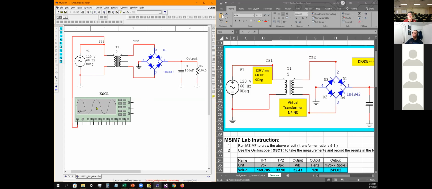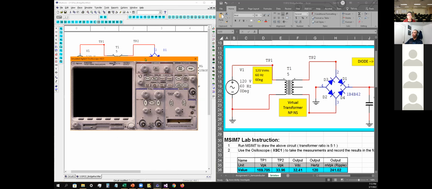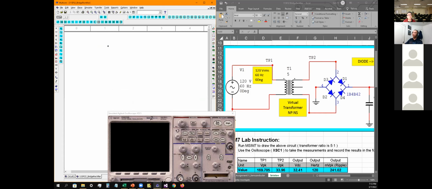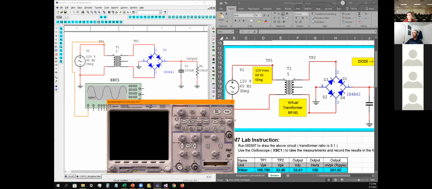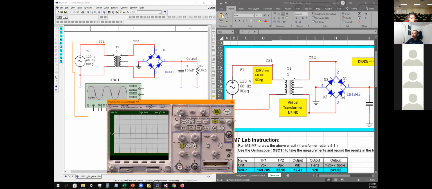Let me reconnect this one here. Turn it off and reset it. So this one is connected here to pin 1. Now turn on your simulation. Now it looks like it's way out. I had to adjust the frequency down a little bit. That's too much. Okay, there it is.